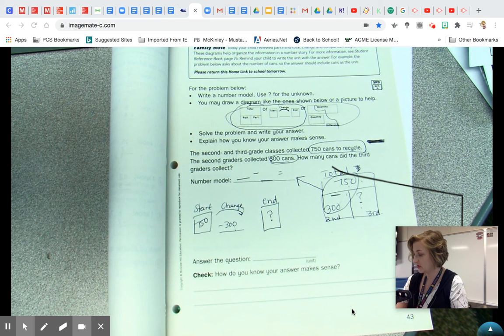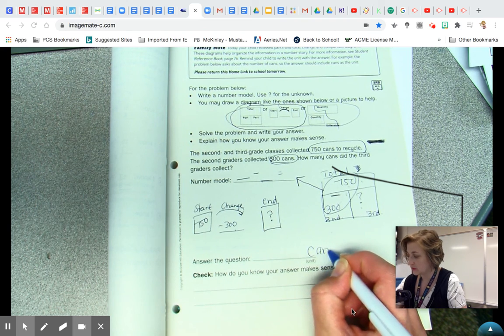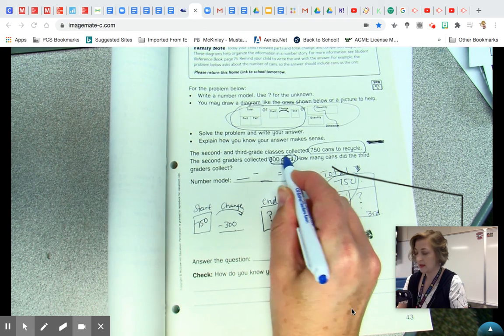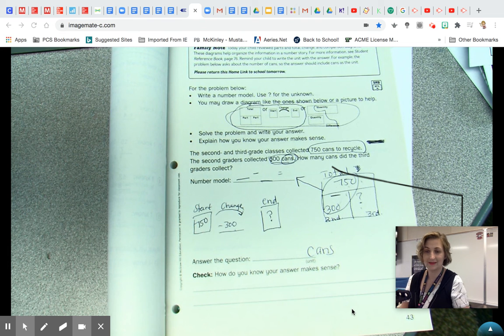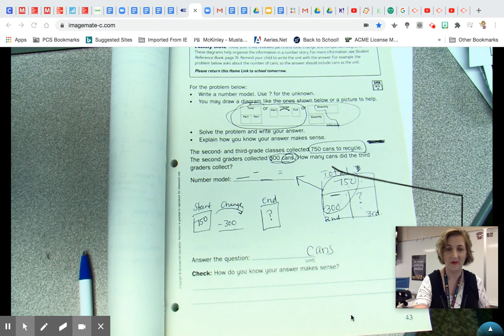Okay, answer the question down here. Your unit will be cans. We're talking about cans right here. And then how do you know your answer makes sense? So I want you to start it. I know my answer makes sense because how? All right, have fun.